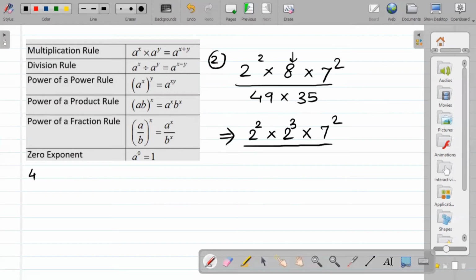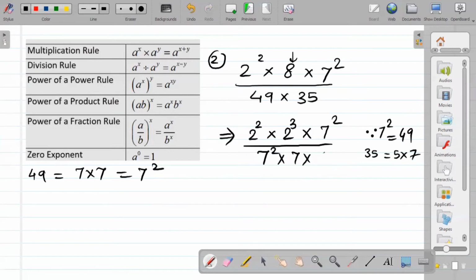Now we know 49's factors are 7 into 7, that is nothing but 7 square. So instead of 49, I'll be writing 7 square. Whenever you are solving in the exam, mention this. Whatever you are replacing, mention that in brackets. And 35 also I can write in the form of 5 into 7, so that also I'll be writing as 7 into 5.